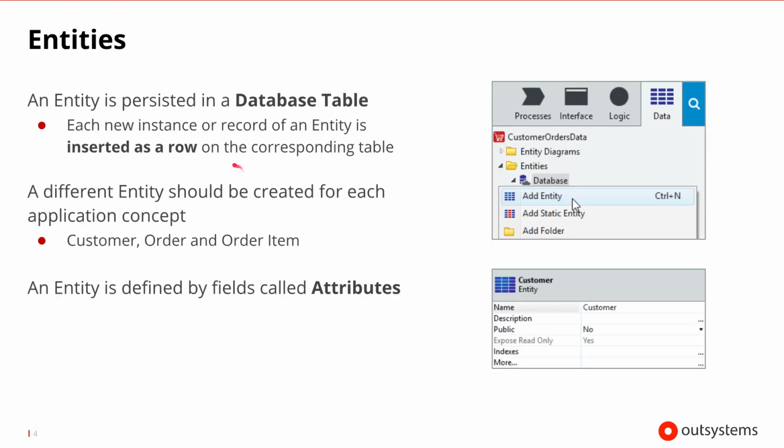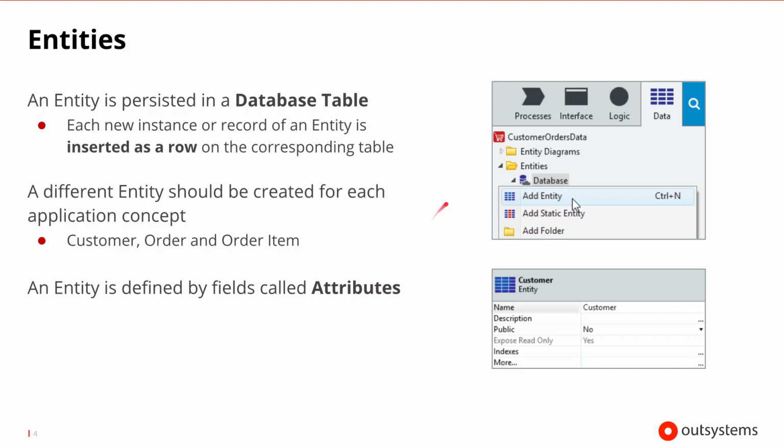So inside of OutSystems, an entity is persisted in a database table. And for each new instance of that entity, or each new record of the entity, a new row will be inserted in that corresponding table. So a different entity would be created for each different application concept that's needed. And in the data model that we looked at, we saw that there were customers and orders and things like that. And those entities will have fields defined on them, which can be referred to as attributes.